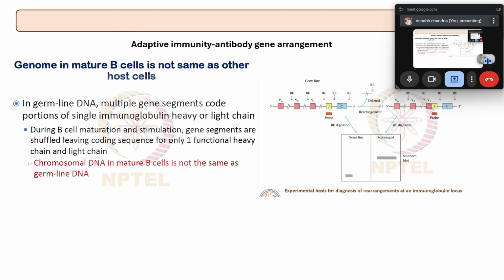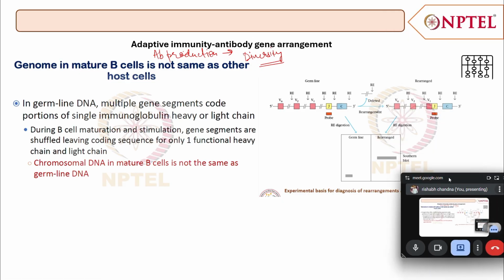Okay, now we'll move on to the antibody gene arrangement. So what happens is, whenever there is an antibody production, the gene for the heavy and the light chain is the same, single. So there would be some chances of generating the diversity of the antibody. Okay, so that we'll be going to see now.